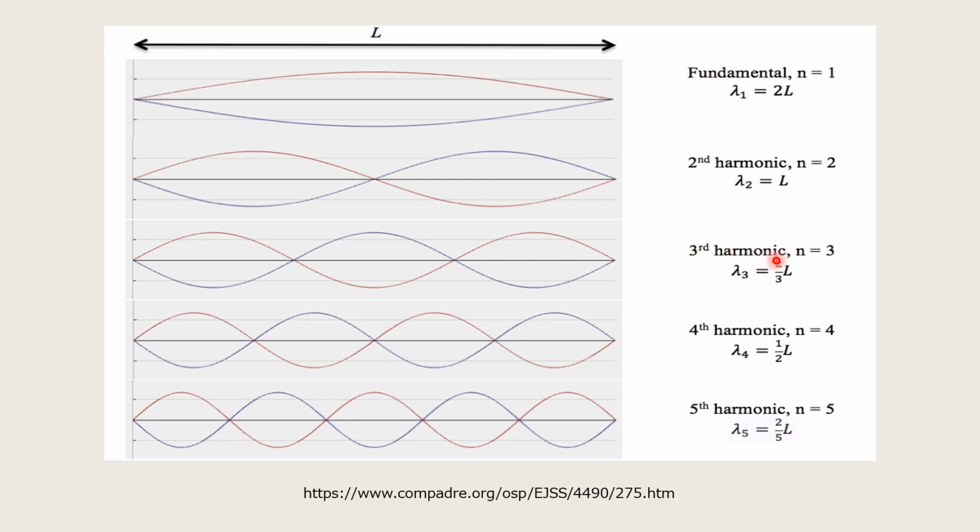For the third harmonic, n equals 3, we have lambda sub 3 equals 2/3 of the length. And then we have the fourth harmonic corresponding to n equals 4. Lambda sub 4 is equal to 1/2 of the length. And then we have the fifth harmonic, n equals 5, so that lambda sub 5 equals 2/5 L, and so on.